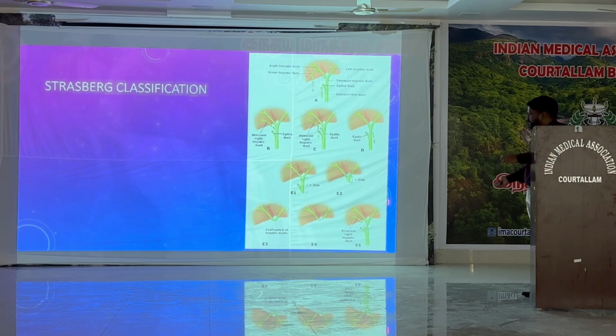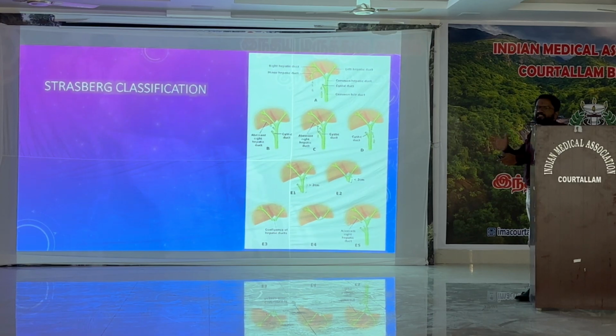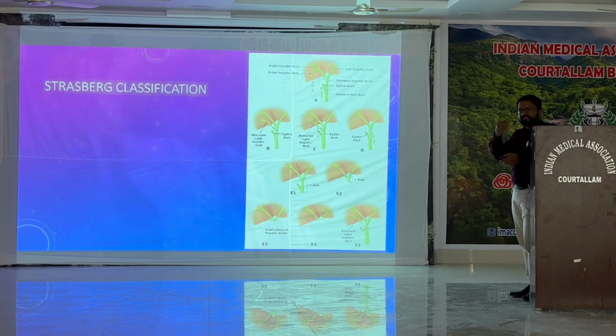These type E involves complete transection. So again, complete transection can be complete cut with bile leaking, or it can be completely clipped. So the classical injury is where the anatomy is mistaken. The surgeon mistakes the CBD for the cystic duct, clips and divides it.